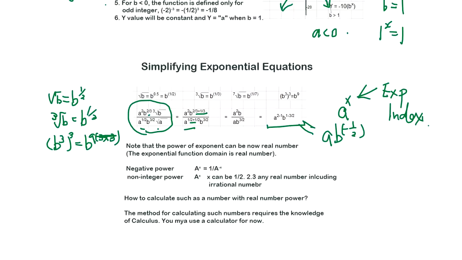Now, this index is called the power, right? Power. The power can be a real number. A negative power works the same way, right? a to the x equals 1 over a to the negative x, right? Non-integer power. So x can be any real number.